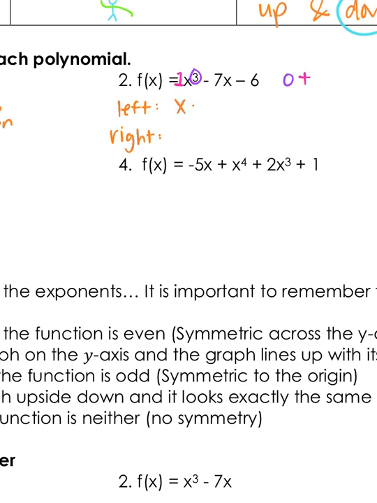The left is always x to negative infinity. The right is always x to positive infinity. Because think about a number line: you're going to move left as you get more negative and right as you get more positive.